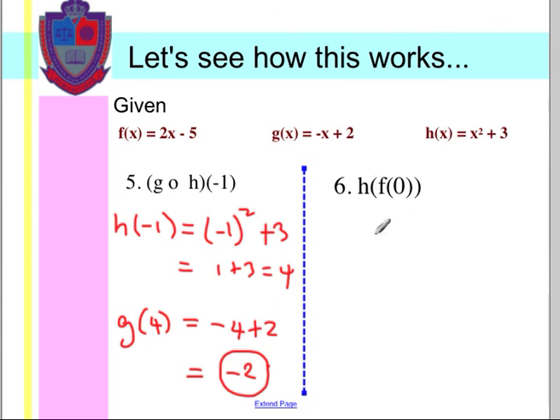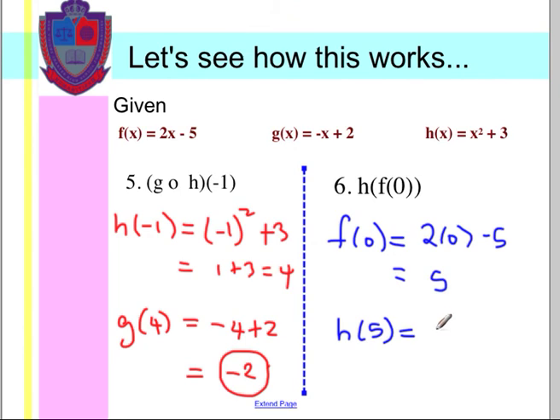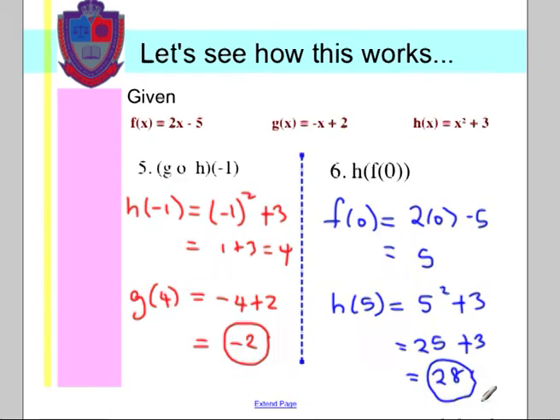Let's see here. H of f of 0. So let's find the first thing first. F of 0 means I'm just substituting this. F of 0 is 5. And now I need to find h of 5. 5 squared plus 3. 5 squared is 25. 25 plus 3 is 28. There you go, our 6th example.